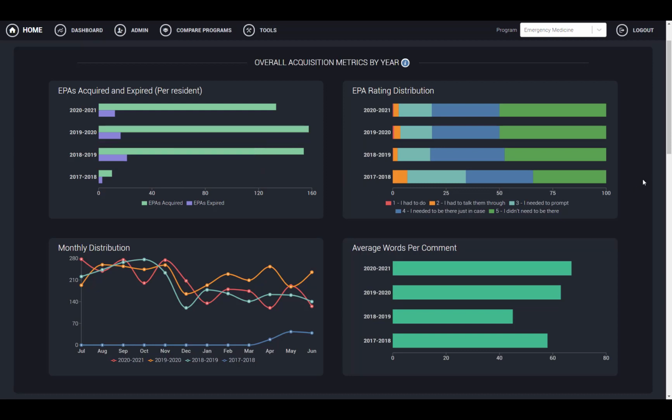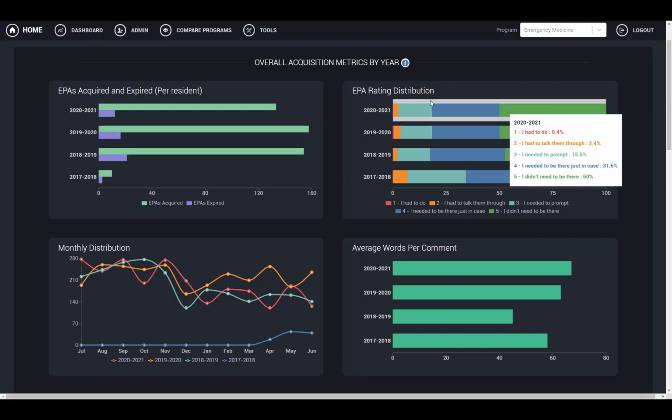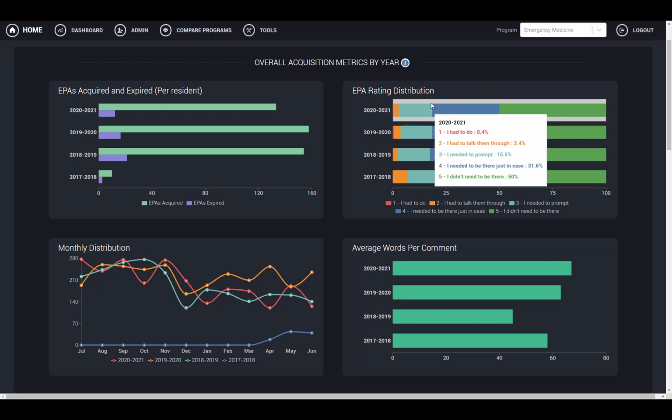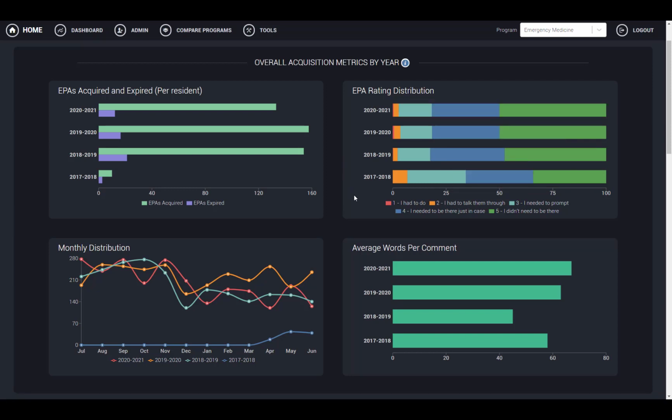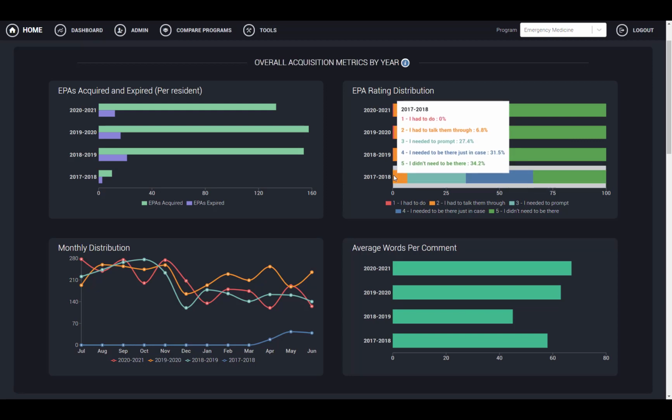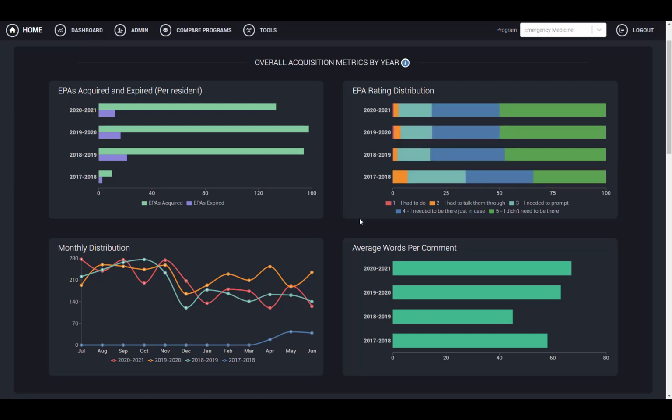This element is a stack chart that displays the proportion of EPAs rated at each level of the entrustment score from 1 through 5. Overall, the ratings have been quite consistent year over year, with very few EPAs being scored at the 1 or 2 level. The only discordant year was 2017-18, when the new assessment system was being piloted among a small group of faculty.